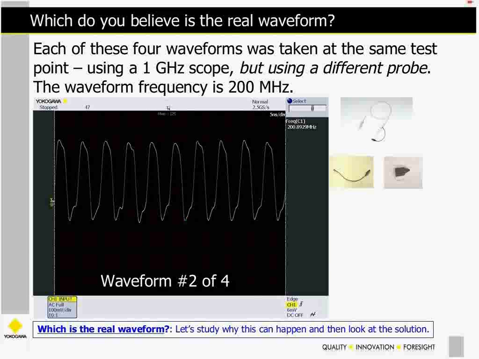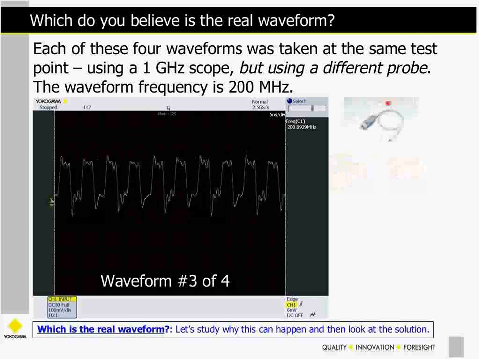And here's waveform 3. In this case, I'm using an active probe with really excessive bandwidth, probably around 2 gigahertz. And this probe has very, very short connections on the end. And the waveform is pretty strange. Looks a bit like a square wave.